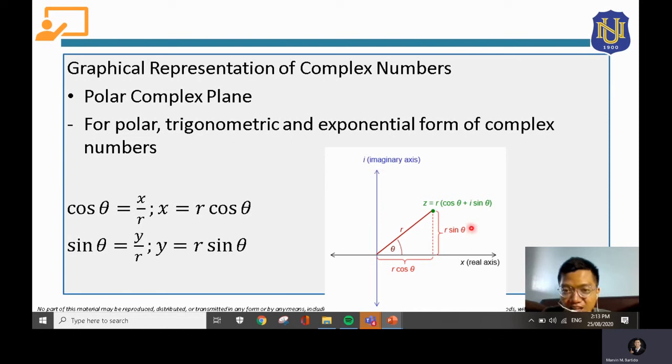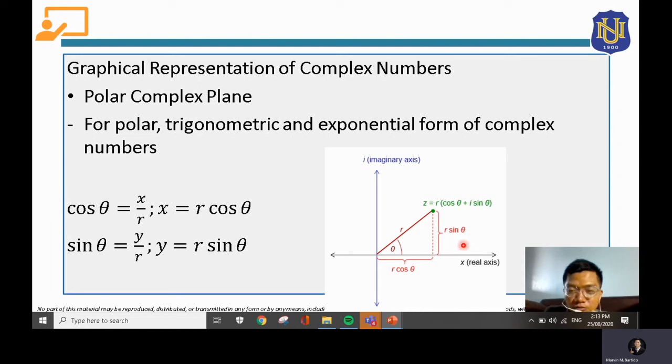For r and theta, this will be the point. Let's say this complex number z is equal to r times cosine theta plus i sine theta. This point here, when you connect that to the origin, that will be your r. And the theta, from the x-axis, that will be your argument. That will be your theta. So that's how you graph here in polar complex plane.